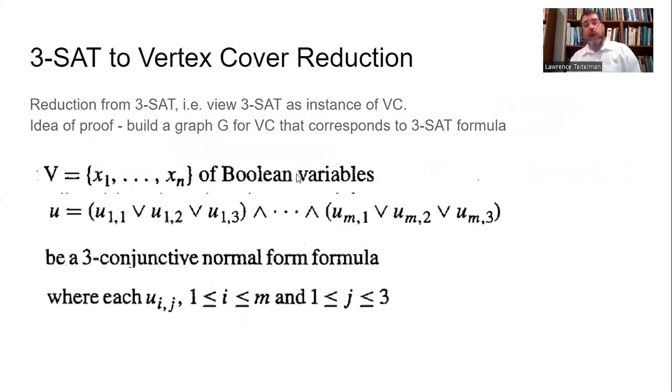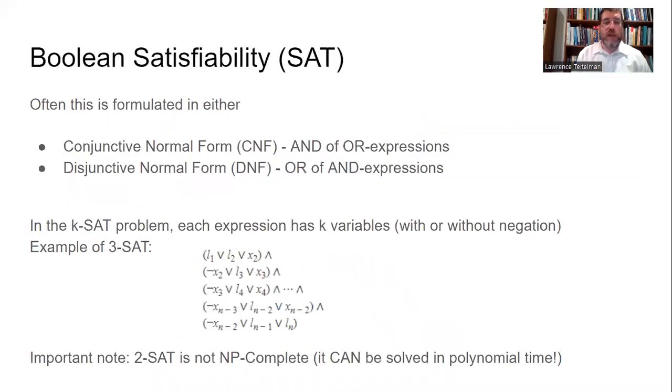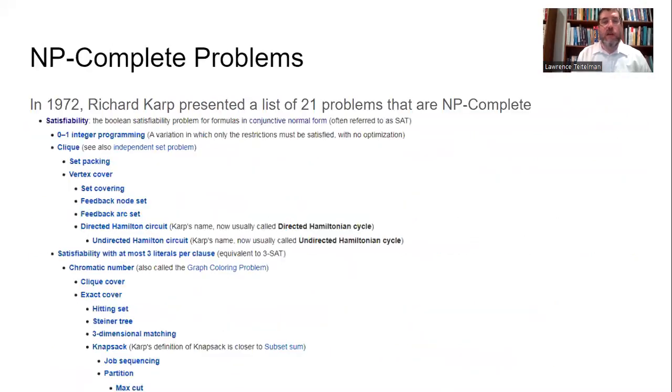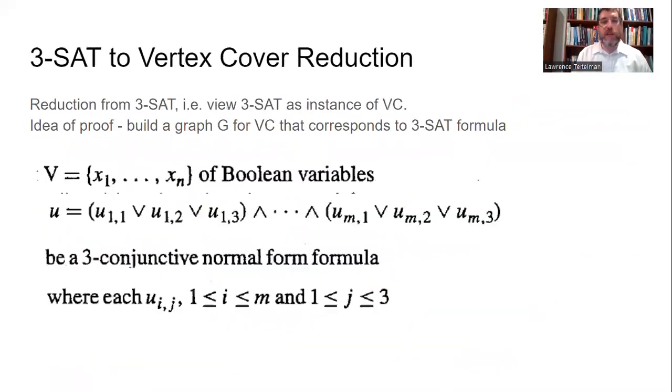Okay, so let's assume that we already know that 3-SAT is NP complete. So we accept the results that Cook and Levin proved back in the 1970s, that 3-SAT or higher, 4-SAT, 5-SAT, and so on, are all NP complete problems. We're going to take that as a prerequisite. The question is, can we use that to prove that vertex cover is also NP complete? And we're going to go through a proof.